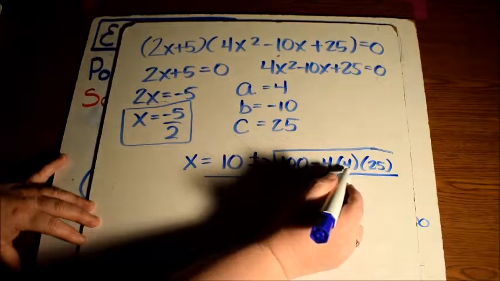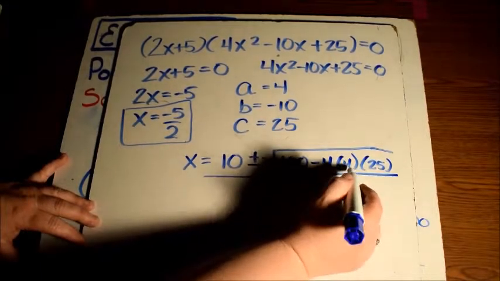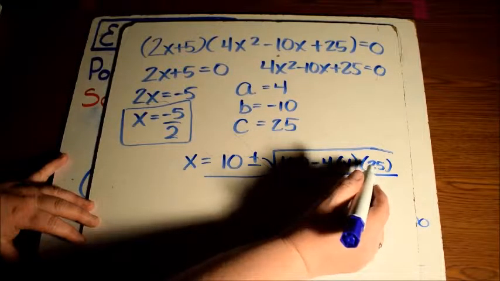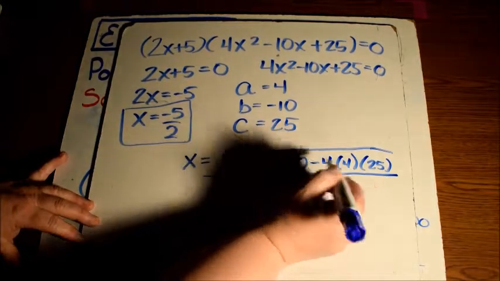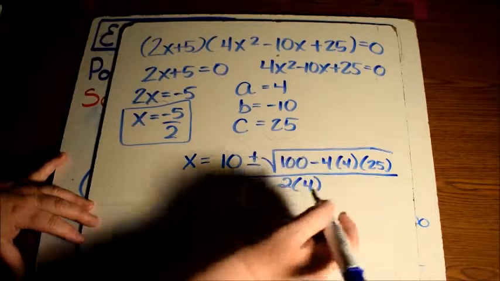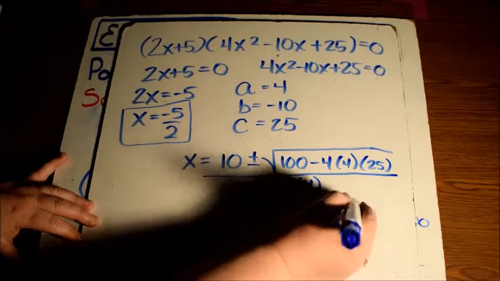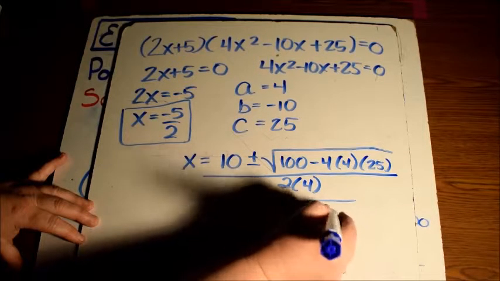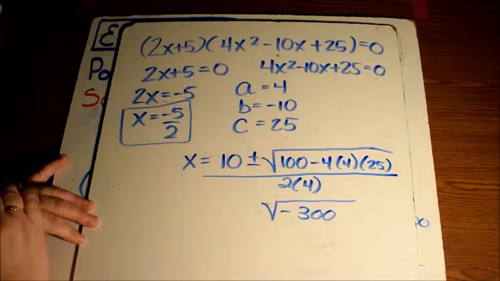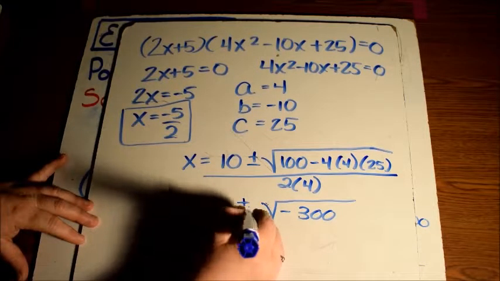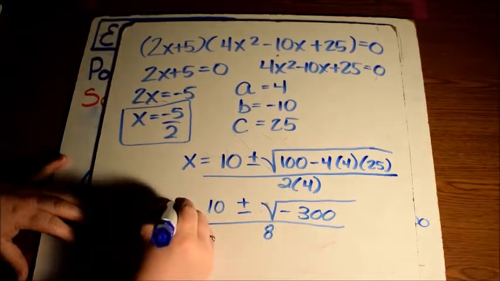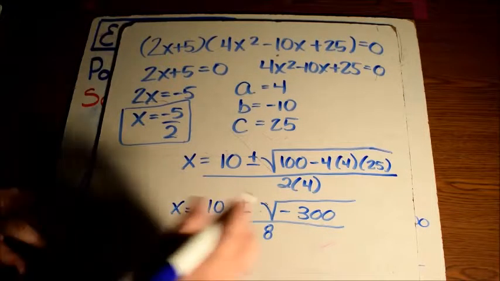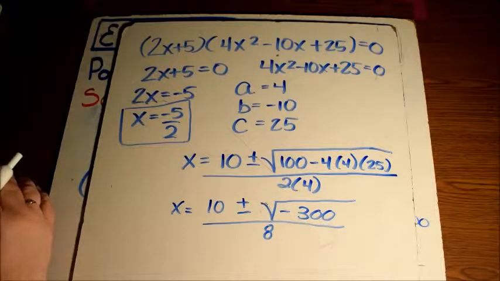Well, 4 times 25 is 100, right? 4 times 100 is 400. So 100 minus 400 is going to give us -300. Remember, we talked about that we're going to have some complex roots. Let's put the rest of this here. All right, how are we going to factor -300?